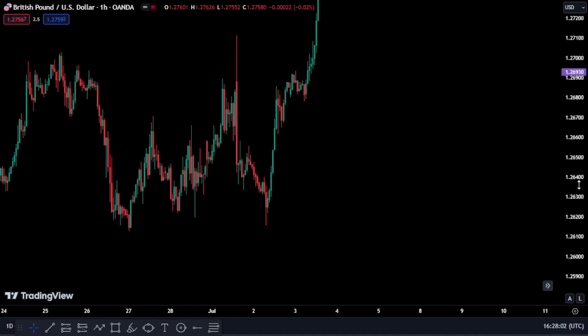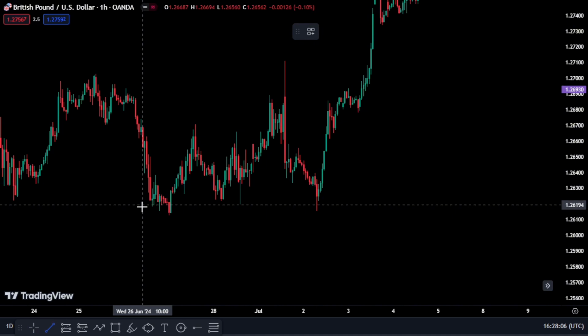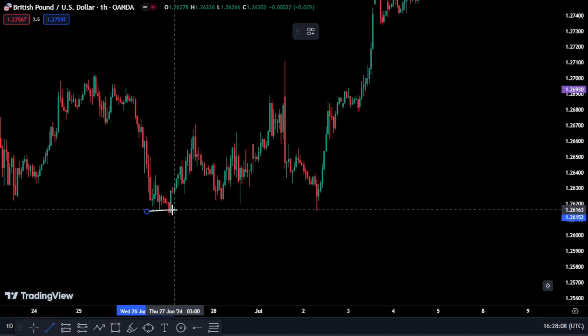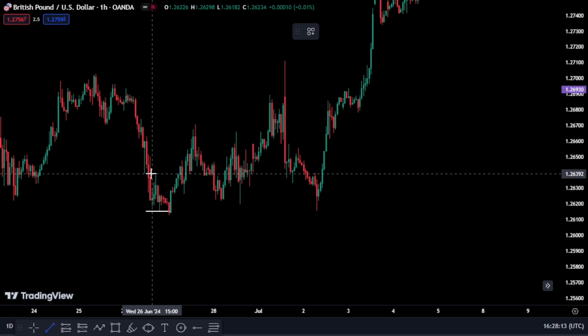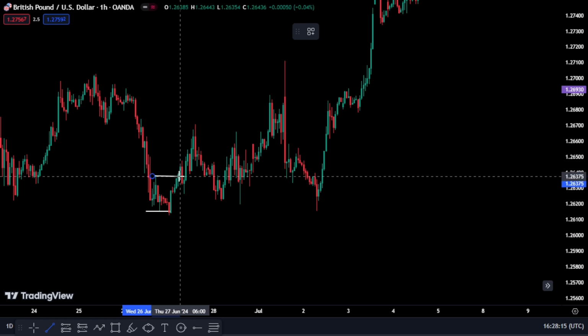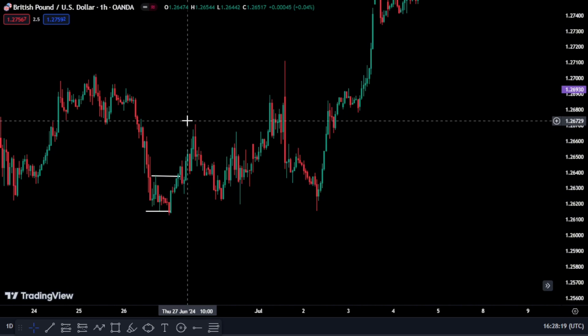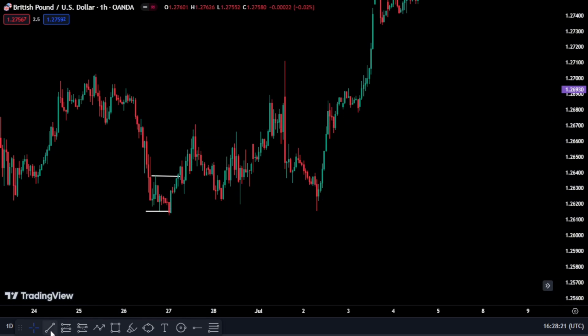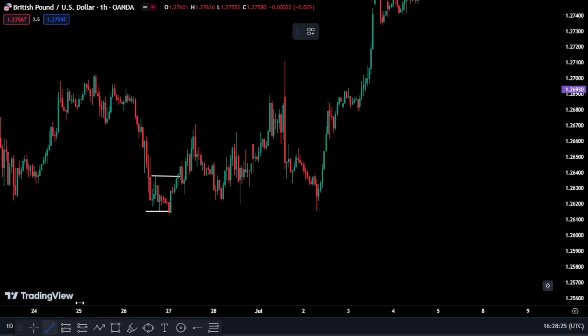So here already, what happens? You look for your sweep of liquidity, which is this. That is checked. You look for a break of structure to the upside. We have this break of structure. Do we have a pullback? Yes, we do have a pullback. Is it up to 50%? Yes, which is checked.